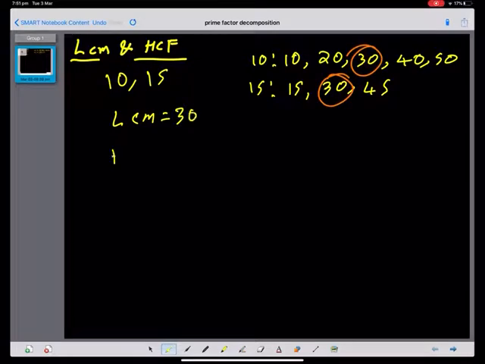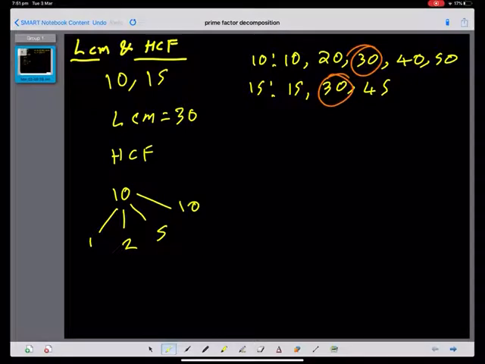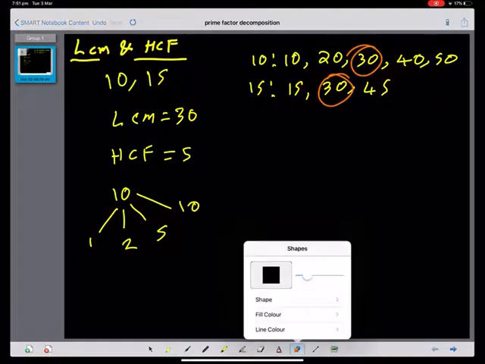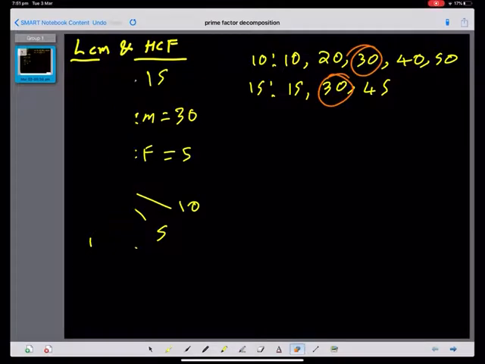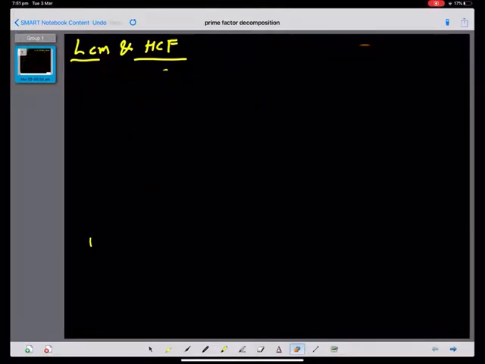The highest common factor, well, take the lowest number and let's look at all the factors. Well, 1's a factor of everything, 2 is a factor, 5 is a factor, 10. Well, 10 doesn't divide into 15, it leaves a remainder of 5. 5 divides into 15 and 10, so our answer is 5. Okay, so I'm going to do 3 examples using the Venn diagram method.